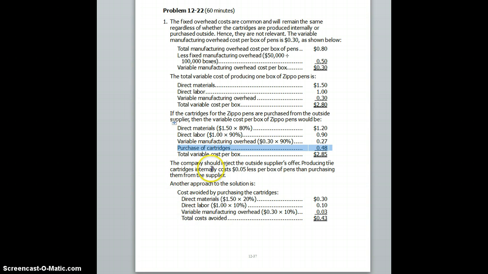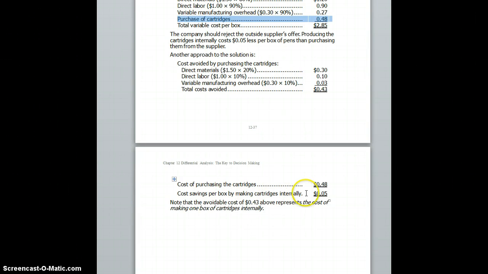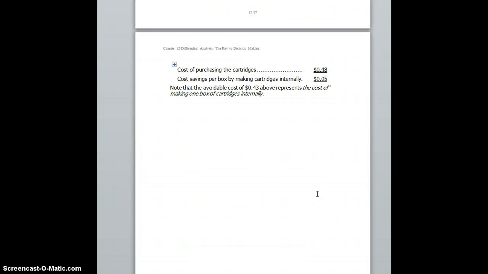By purchasing versus making the cartridges. Cost of purchasing versus cost savings per box by making the cartridges internally, 5 cents per box.